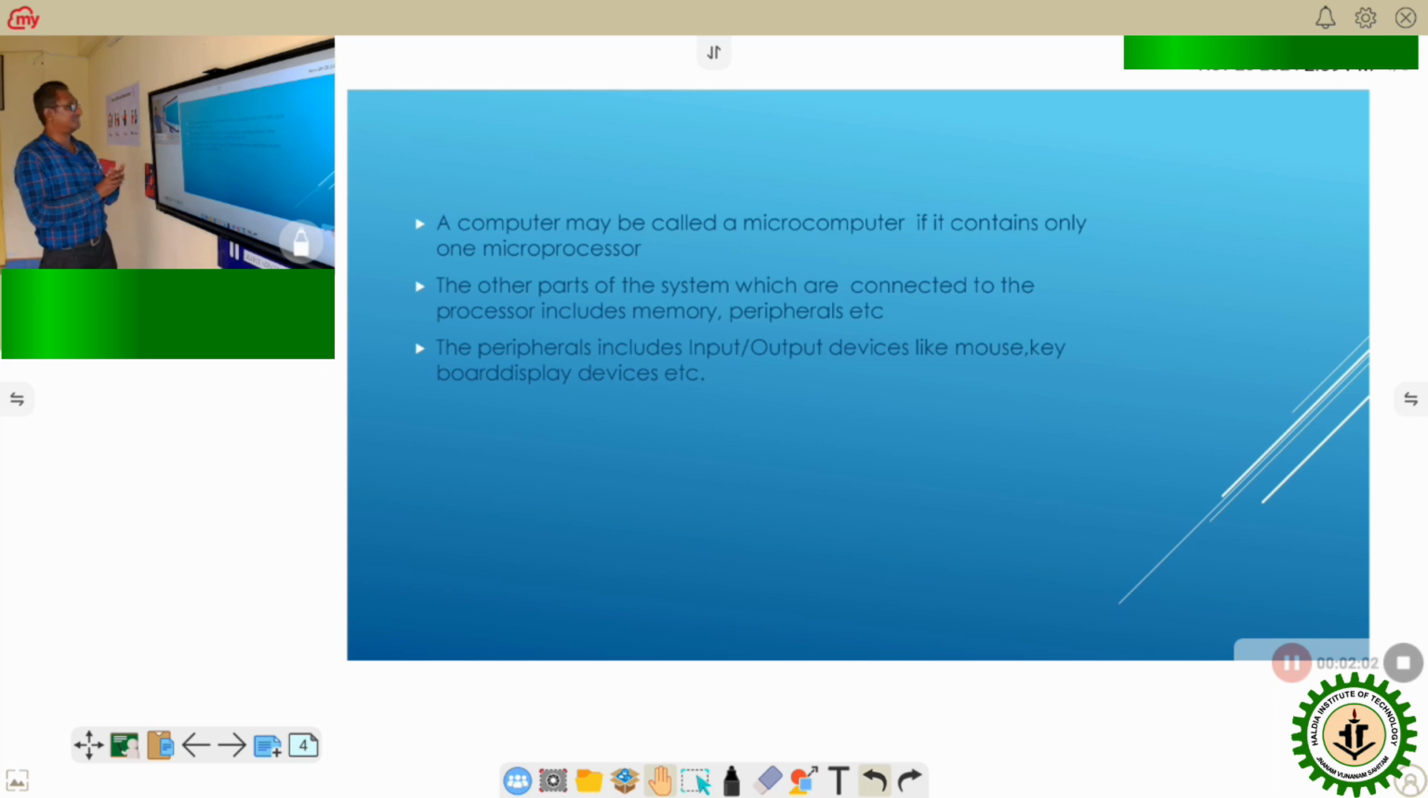As I told, the microprocessor is the vital part of a computer. The cost of a computer and the efficiency of a computer all depend on the processor which we use. The other parts of the system which are connected to the processor include memory, peripherals, etc. Memory is a storage device where we can store data and different instructions. Peripherals means the external devices which we connect. Peripherals may be a keyboard or a mouse. The peripherals include input-output devices like mouse, keyboard, display devices, etc.